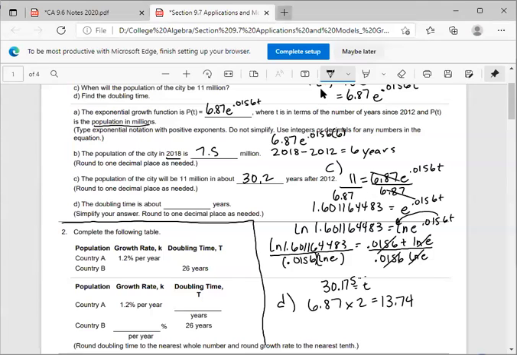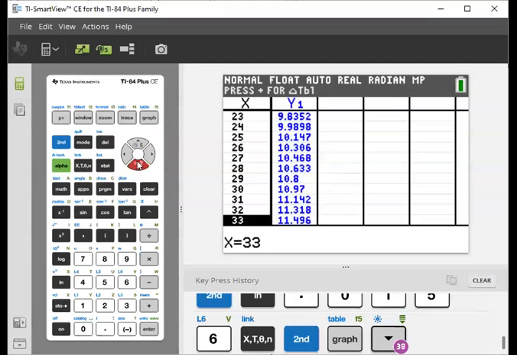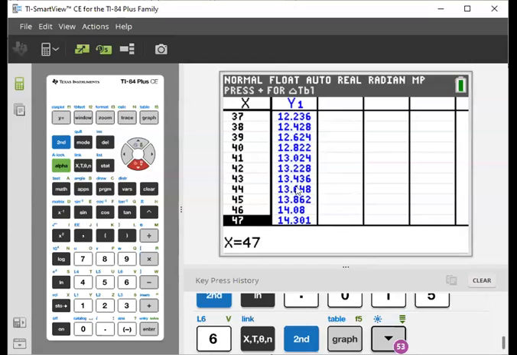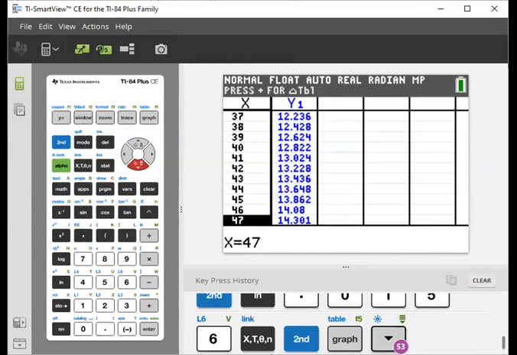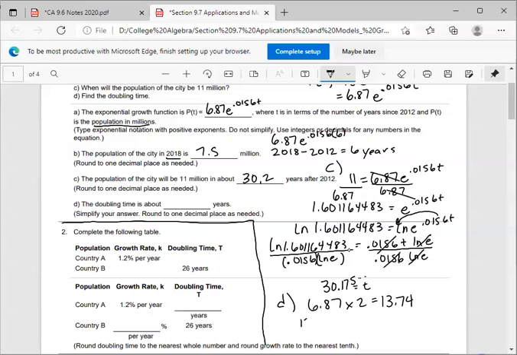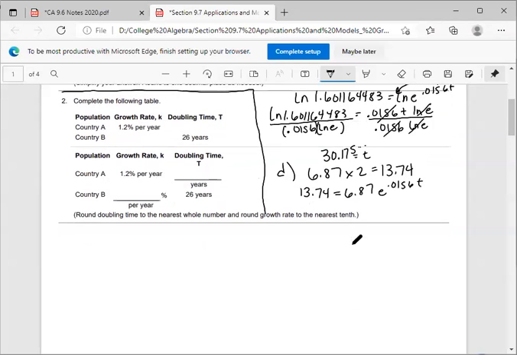I can go back to my calculator and get some kind of idea. So I'm trying to find 13.74. It's between 44 and 45 would be 13.74. So I kind of know that that's what my answer needs to be, somewhere in there. So the problem is, when is 13.74 equal to our original equation, 6.87e to the 0.0156t? This problem works the exact same way.